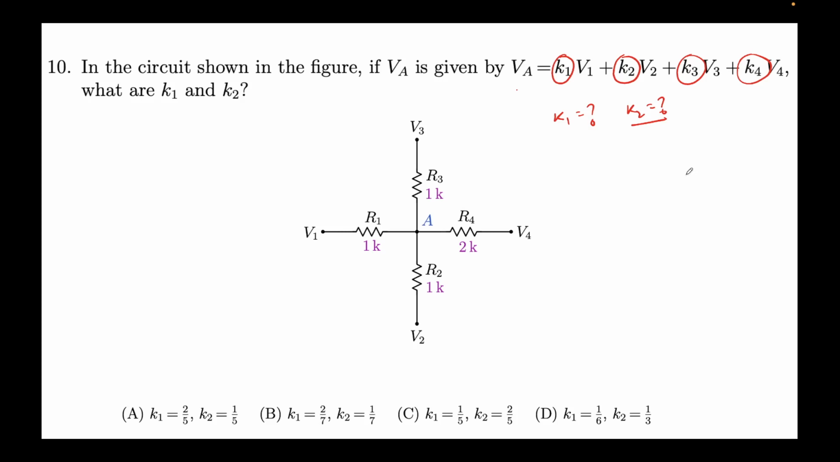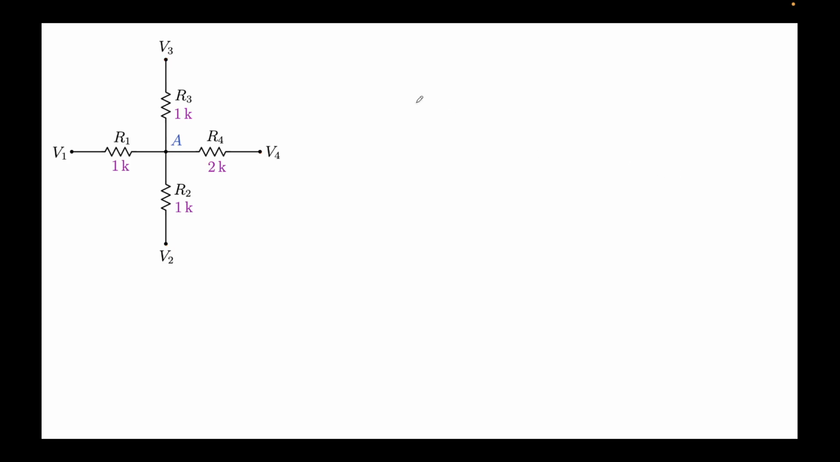Is it one of the options? Yes, it is one of the options. So option B must be the correct one. Yeah, but that's half the picture. Remember, we also need to find K2. So I'll again write the expression: K2 V2 plus K3 V3 plus K4 V4.